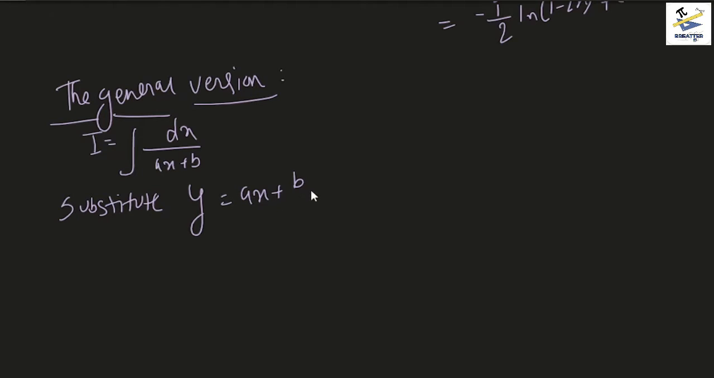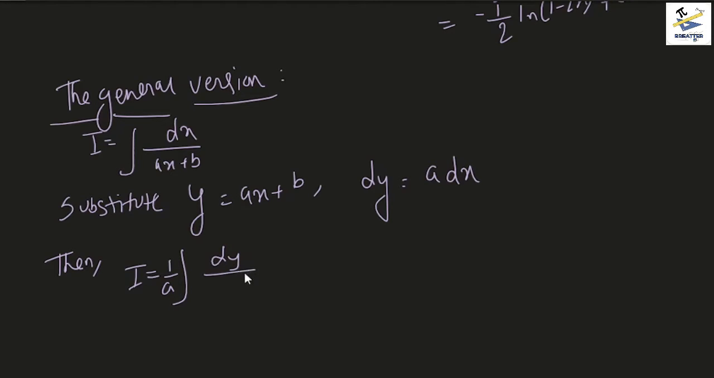Now when we substitute y equals ax plus b, we can have dy equals a into dx, right? Then I should be equal to the integral of dx is dy by a, so put a 1 by a outside, dy here, and this should be y. So this would give you 1 by a ln of y plus c, and if you put back the value, it would give you 1 by a ln of ax plus b plus c, which is the answer.